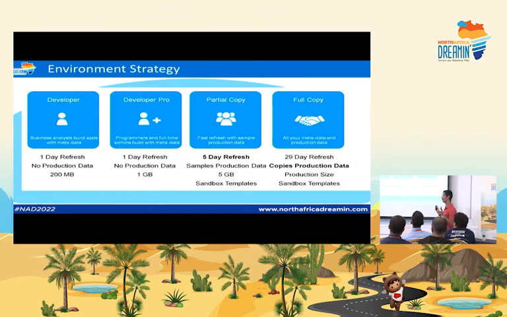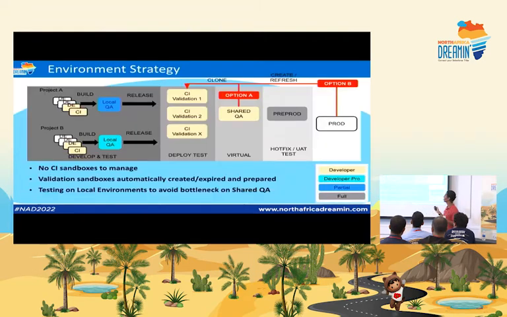Now, before you start your governance process, you need first to define your environment strategy. And before you decide which environments, you need to ask yourself a couple of questions. First thing is, how many sandboxes do I need? What are the types of sandboxes that I need? And basically, what is the refresh period that I should apply to my sandboxes during the life cycle of my application?